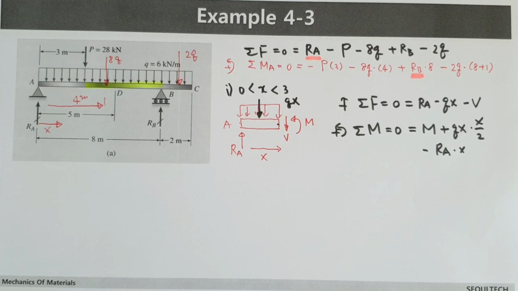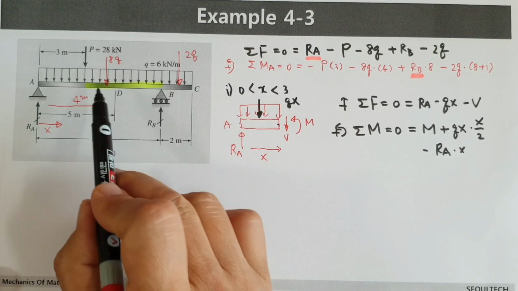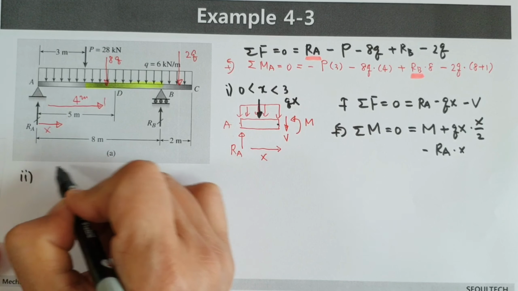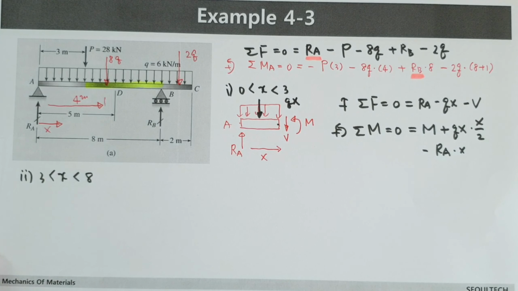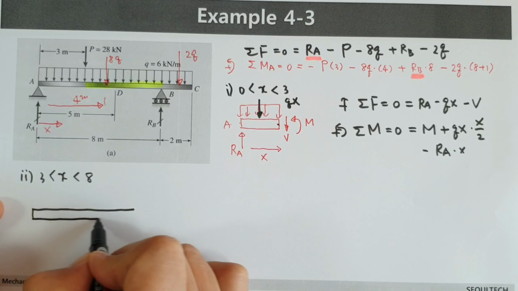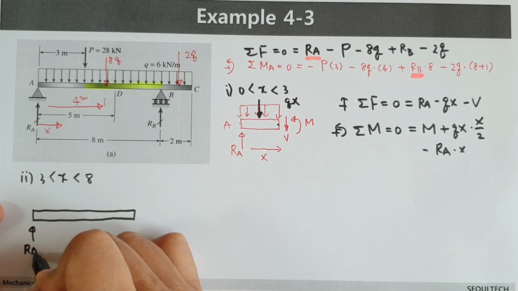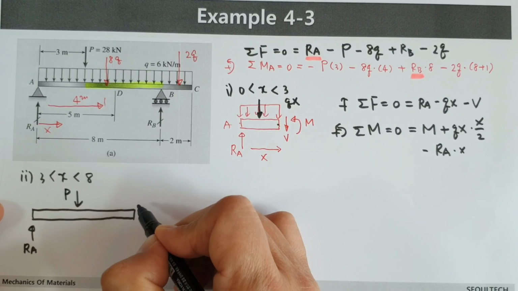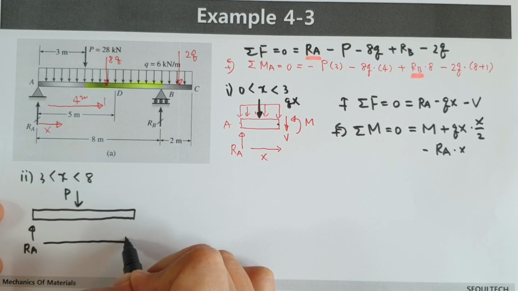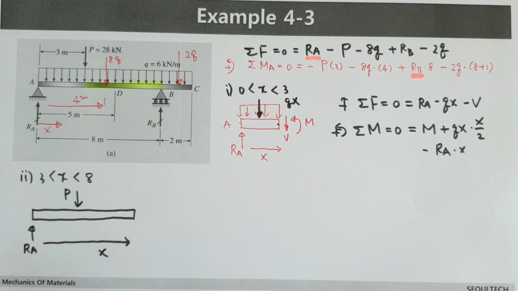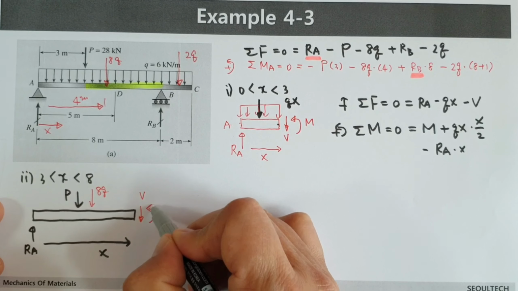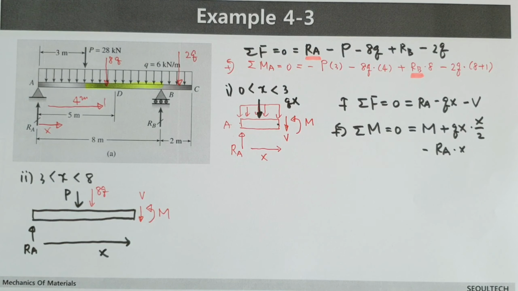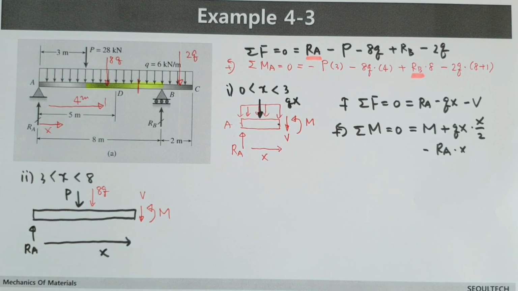Next, similarly, when x is located in the second region, from 3 to this length 8. Then you can draw the free body diagram like this one. On the left side RA, and here P, and let's say this distance is x, and the equivalent force 8q is located like this one, and the downward direction V, and moment M is acting like this one. We thought about here, somewhere here, right? Then we can calculate shear force and bending moment as well.